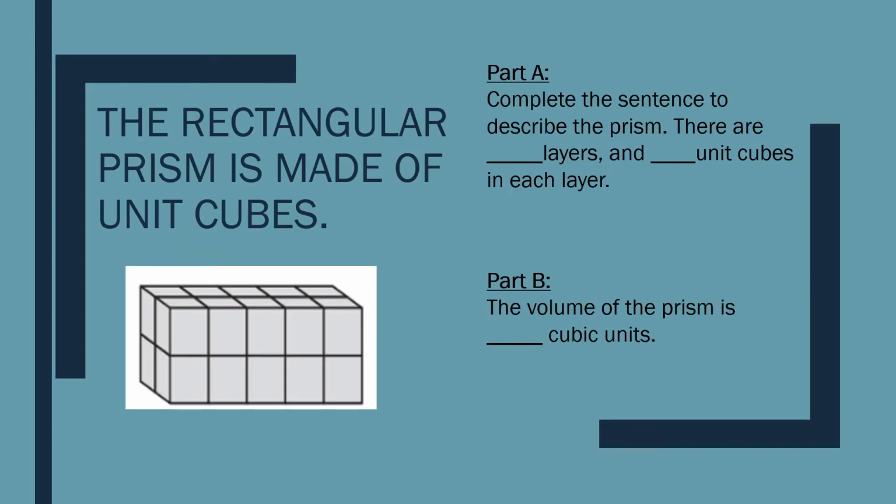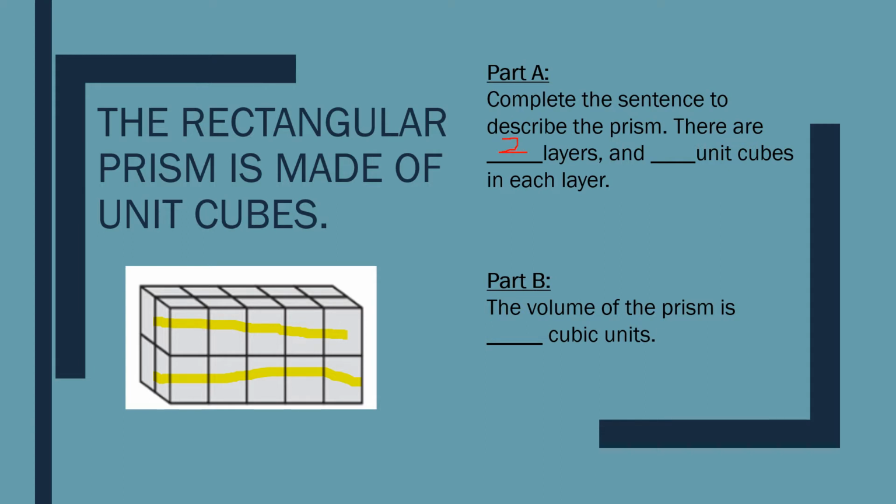Here we go. Okay, so the first problem. The rectangular prism is made of unit cubes. And there we have a picture, a diagram, and then it says part A. Complete the sentence to describe the prism. There are blank layers of blank unit cubes in each layer. So let's look. I know this is a layer and this is a layer. So how many layers do I have? Right. We have 2 layers.